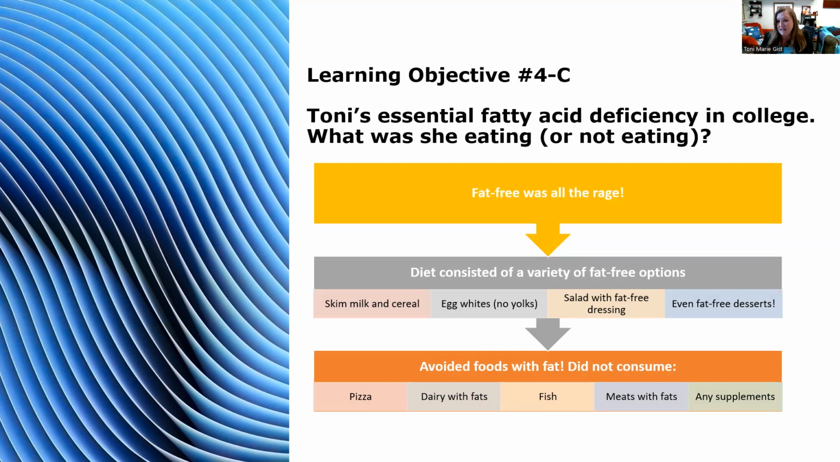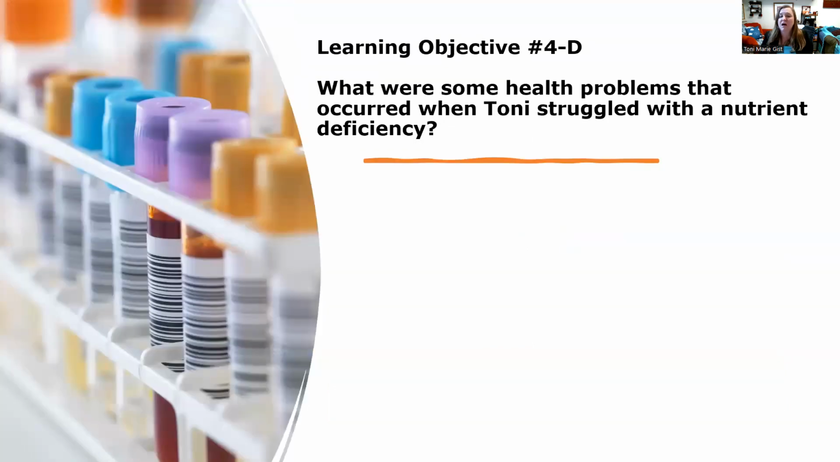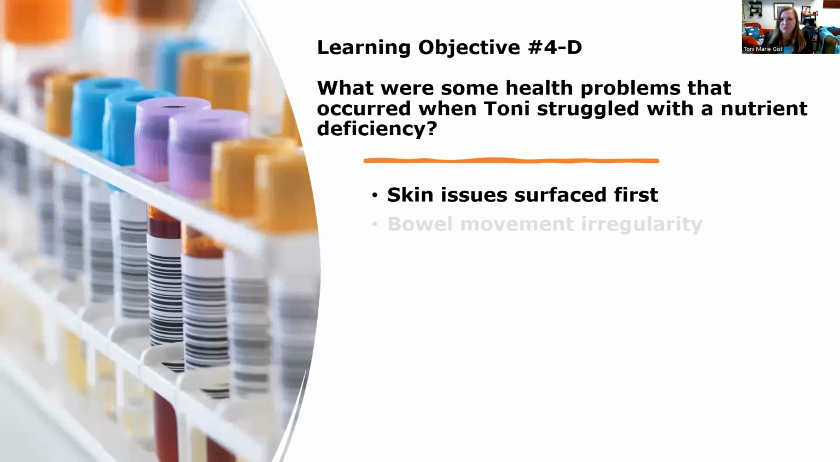Weeks went by, I was eating this diet. Months went by, I was eating this diet. And some health problems that occurred when I was having this nutrient deficiency were first, oh my gosh, my skin was horrible. It was awful. Not only did I have acne, my skin had kind of like scaliness associated with it. I'm going to be honest.